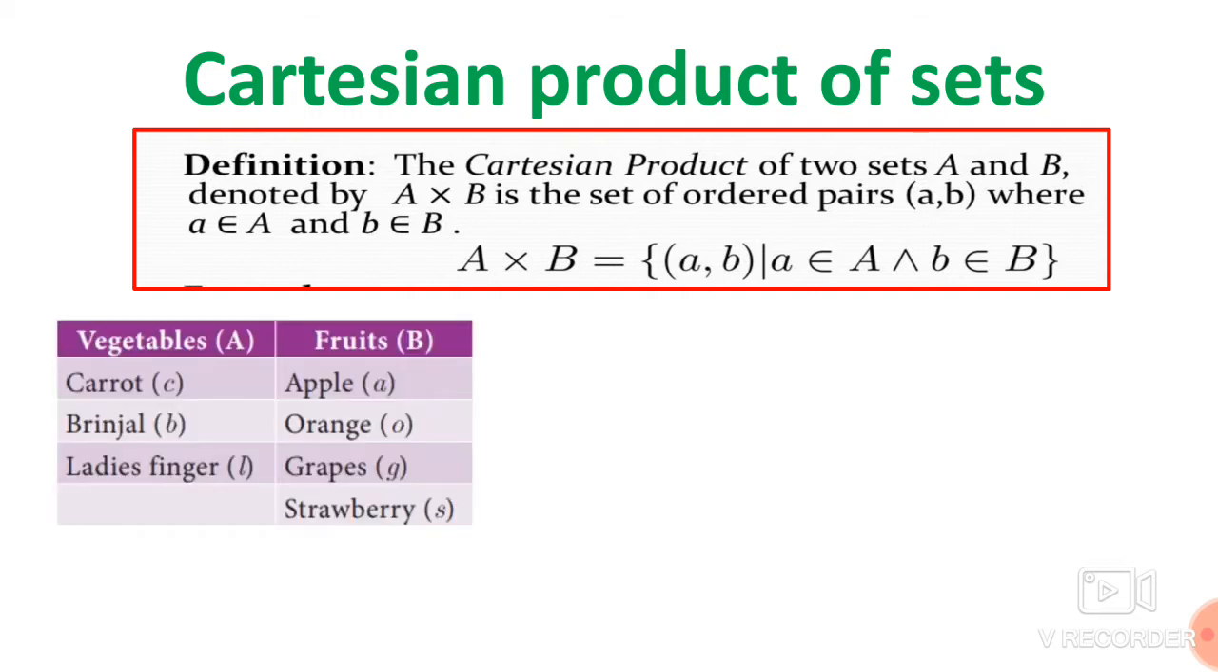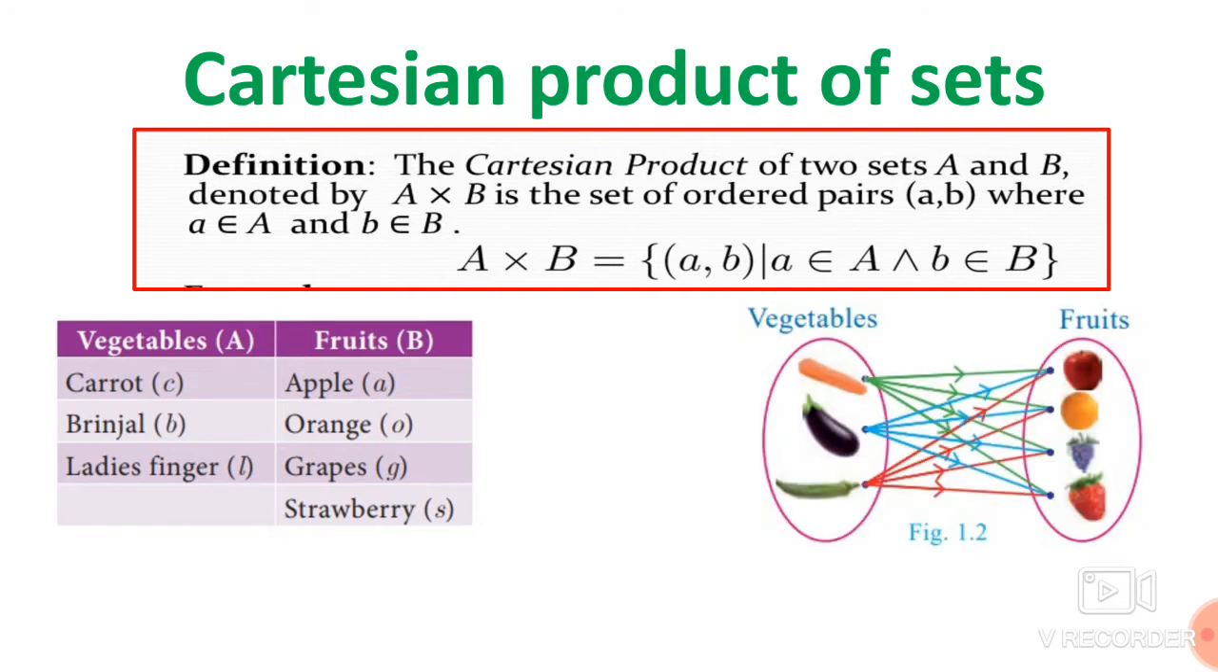For example, if we consider two sets, set A which contains carrot, brinjal, ladyfinger, and set B which contains apple, orange, grapes, and strawberry. Now we want to make the pairs of the elements of both the sets. Here we can pair them in different ways. If we take a carrot, we can make a pair with apple. We can also make a pair with orange. We can also make a pair with grapes. We can also make a pair with strawberry.